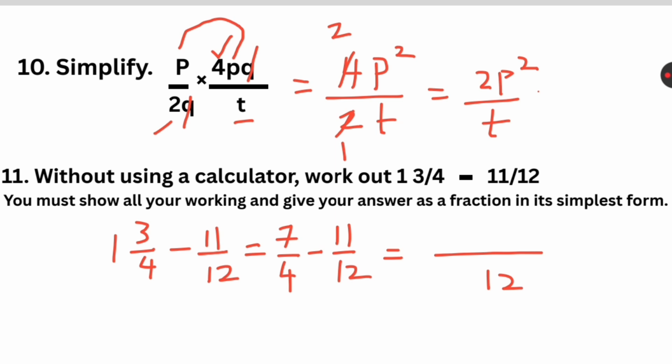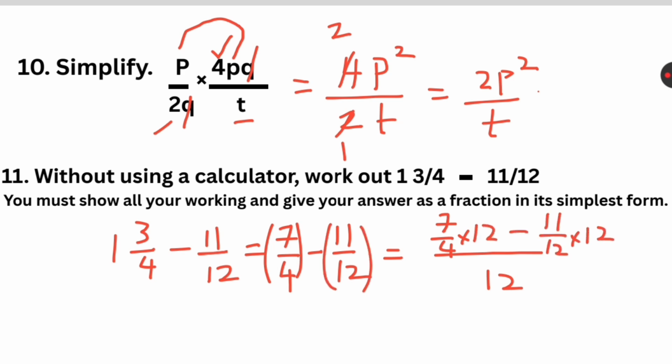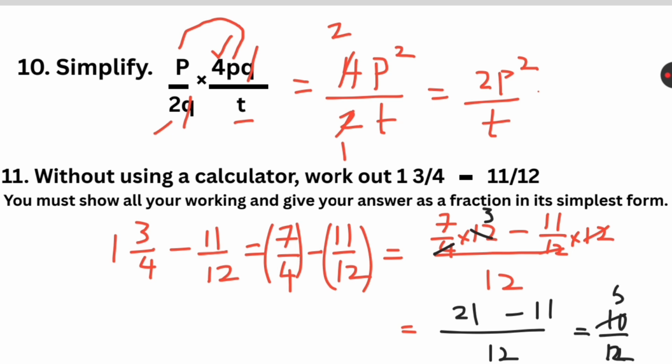How to do LCM? The first fraction times the denominator. So 7 over 4 times 12 minus the second fraction times the denominator, which is 12. Here 12 gets cancelled, so we are left with only 11 here, and here 4 times 3 is 12. 7 3s are 21. So 21 minus 11, which gives 10. 2 times 5 is 10, 2 times 6 is 12. So 5 over 6. That is the simplest form of this calculation.